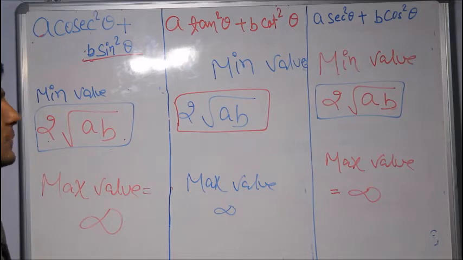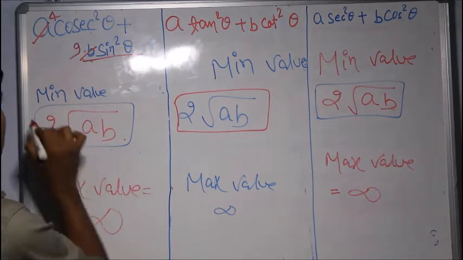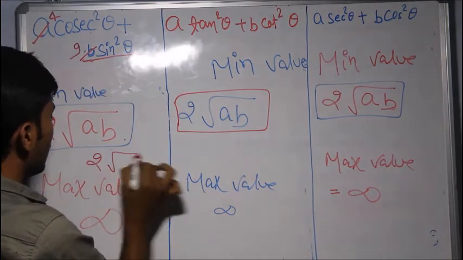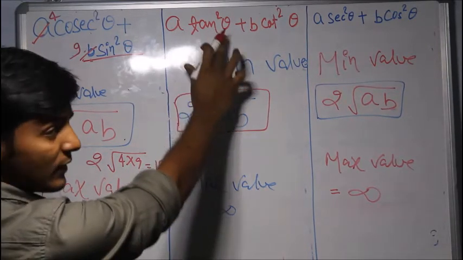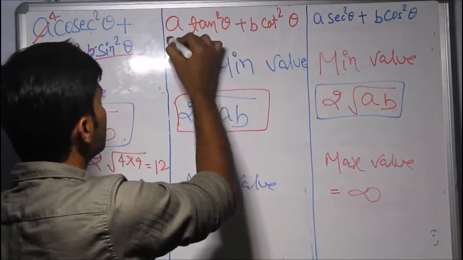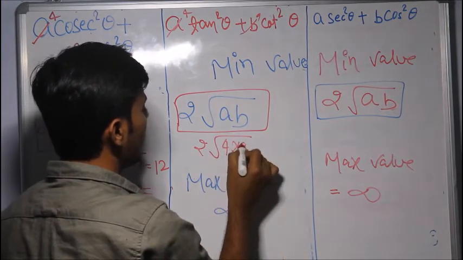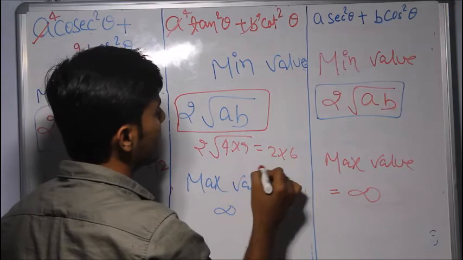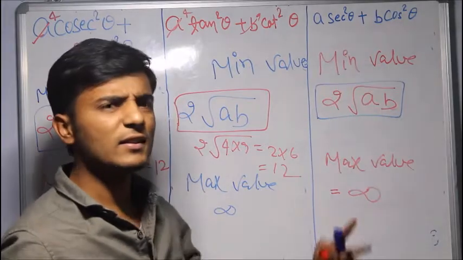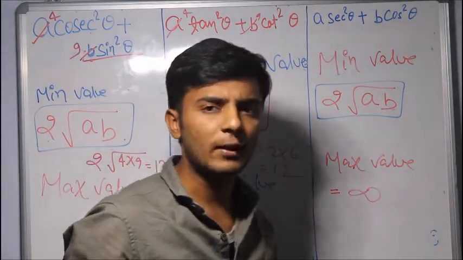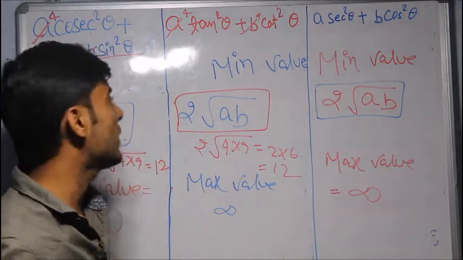So let me explain with an example. If a is 4 and b is, suppose, 9, then what is the minimum value? The minimum value will be 2 root 4 into 9, that is 12. In this format, tan square plus cot square, if here it is 4 and 9, simply 2 root 4 into 9, that is 2 into 6, equal to 12. Maximum value infinity. In the same case, if 4 and 9, whatever it is, the formula is the same, 2 root ab, maximum value infinity. Basically you have seen that there are 2 formats and only 3 formulas in this whole topic.